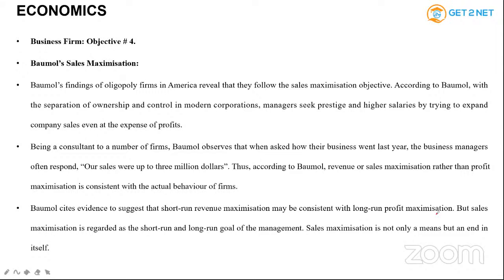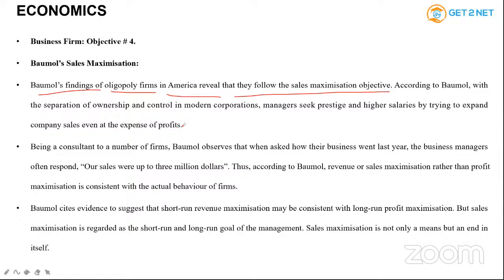The fourth objective is sales maximization. Now, sales अगर ज्यादा ना हो तो profit कहाँ से आएगा, growth कहाँ से आएगा? So that is why it is also one of the objectives of business firms. कौन दिया था? Baumol ने दिया था. Baumol founded the sales maximization model. He did a study on oligopoly firms. Oligopoly मतलब जहां पे बहुत few sellers हैं, जिस इंडस्ट्री में बहुत few sellers हैं, that is known as oligopoly. Baumol's findings of oligopoly firms in America reveal that they follow the sales maximization objective.